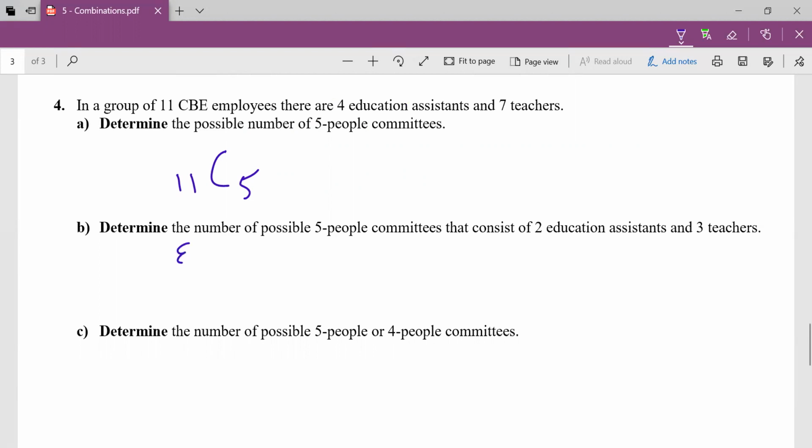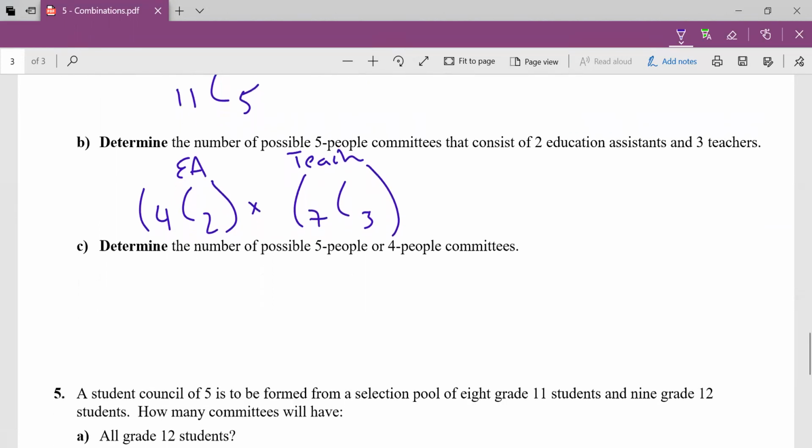Okay, so for my EAs, there's 4 of them and I need 2. And I need my teachers. Well, there's 7 teachers and I need 3 of them. There it is. Okay, and again, whatever that is when you put it in your calculator.